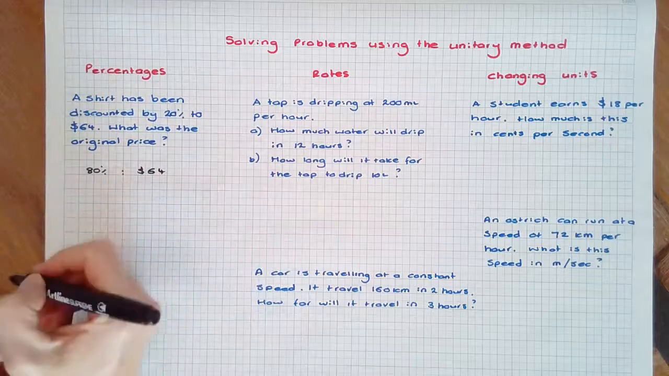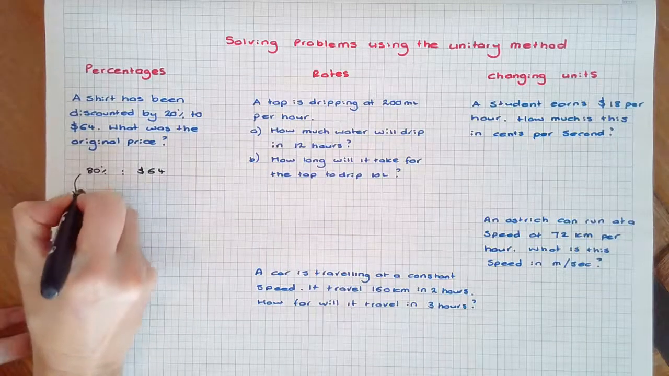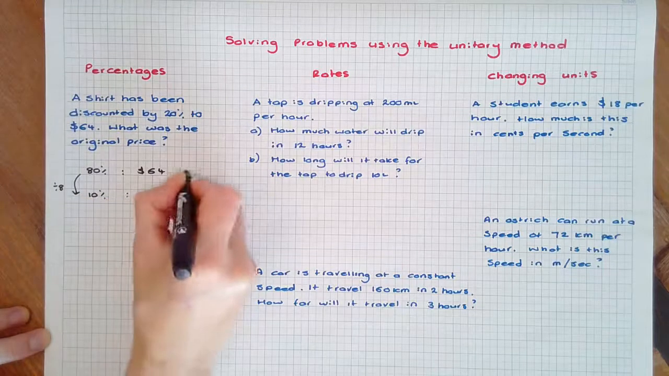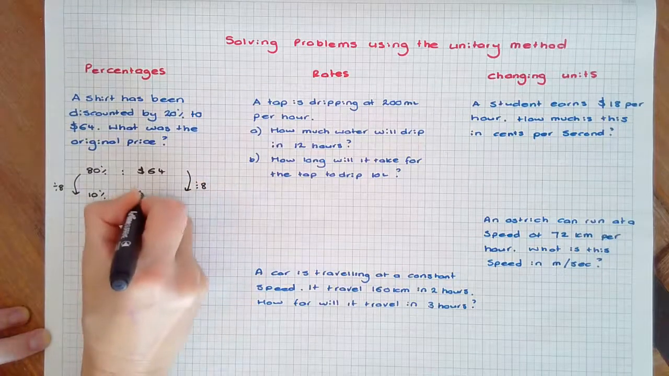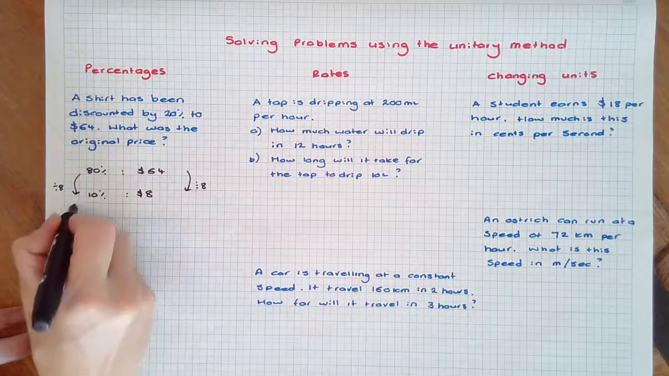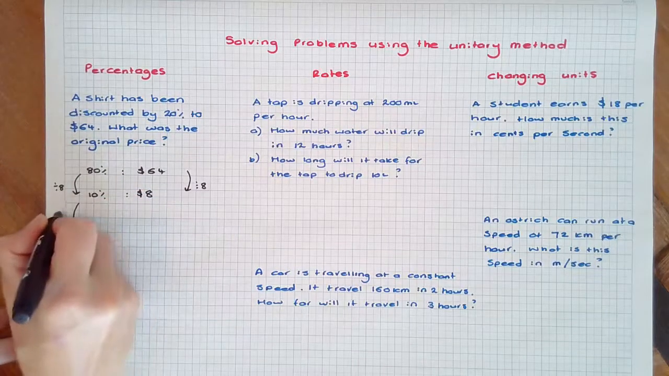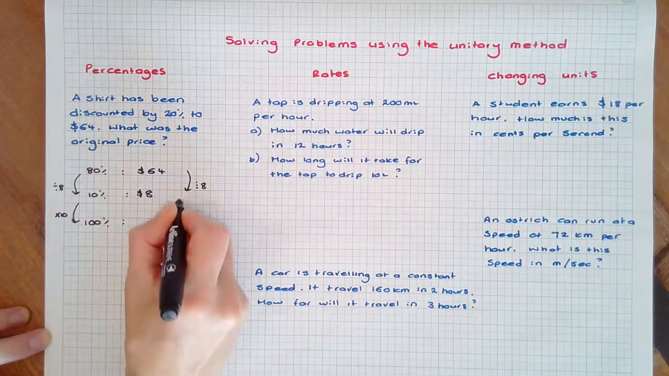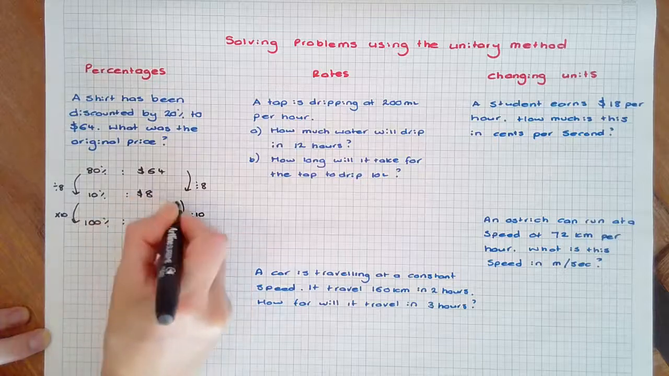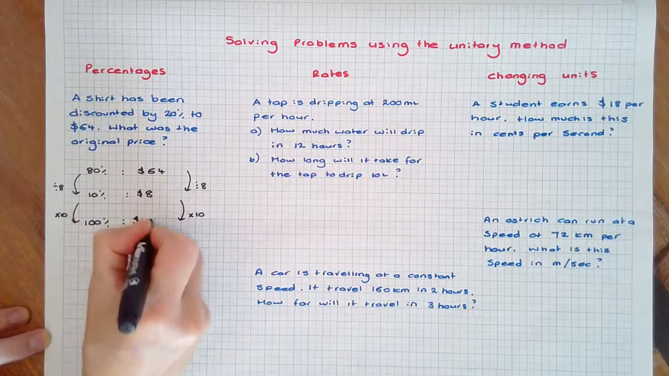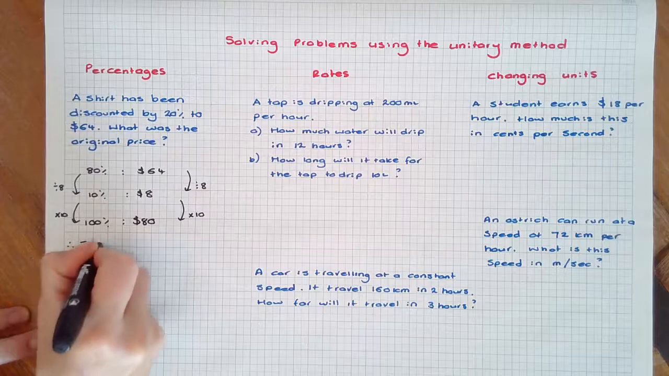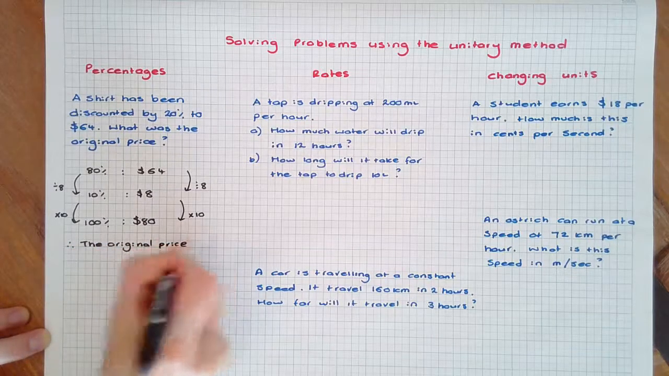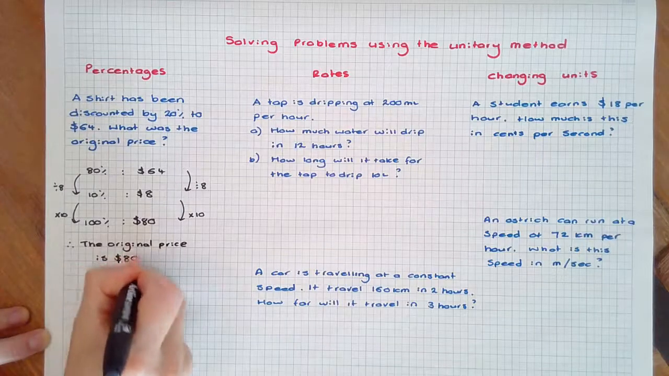That is, 80% represents $64. So rather than taking it back to 1%, we'll take it back to 10% by dividing by 8. That is, 10% is equivalent to $8. The original price would represent 100%, so we multiply 10% by 10. $8 times 10 is $80. Therefore, the original price is $80, or was $80.